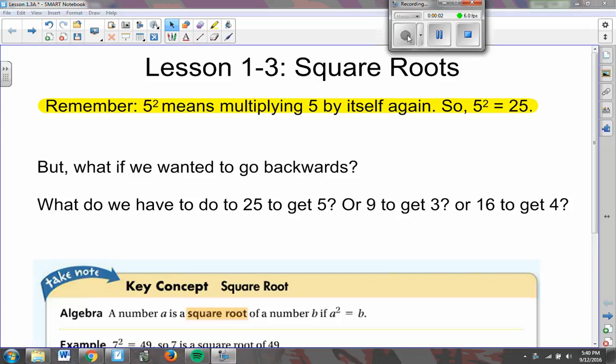All right, Algebra 1A students. Welcome to part 1 of lesson 1-3. Today we're going to be talking about what it means to basically undo squaring something.